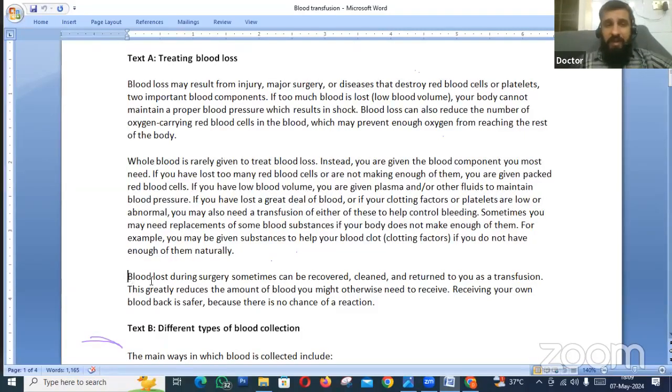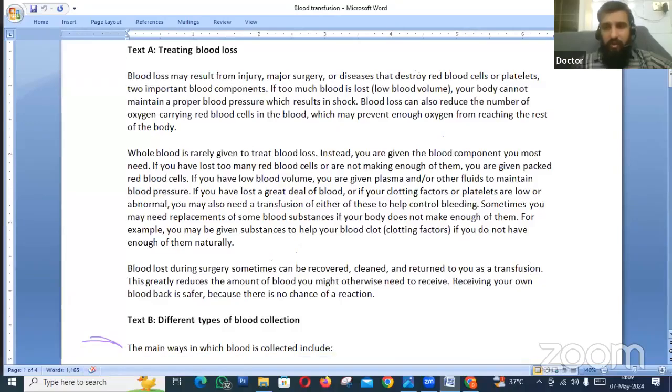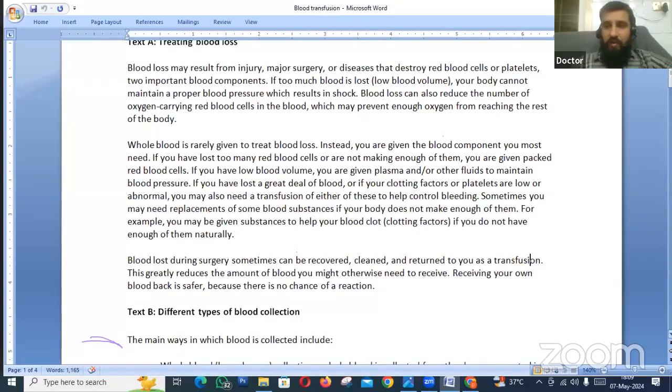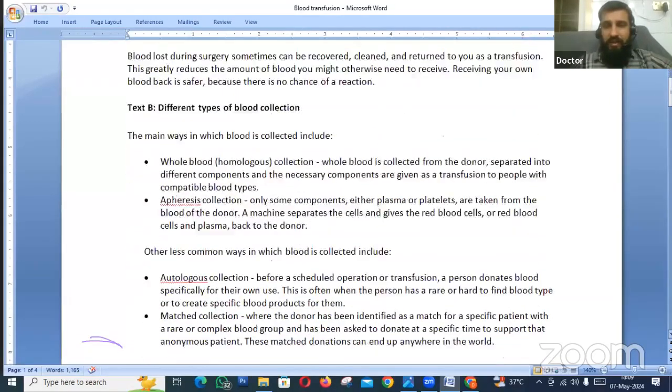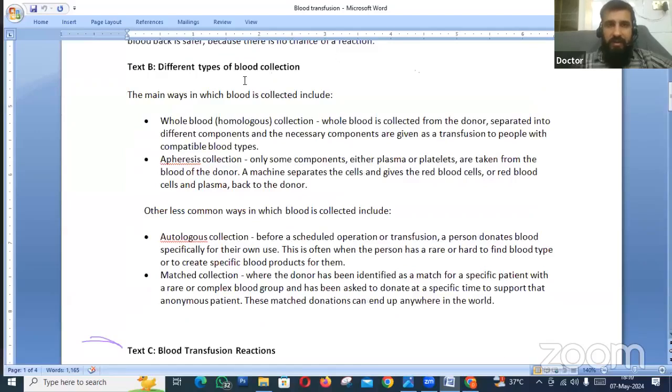Then in the next paragraph, blood loss during surgery sometimes can be recovered, cleaned and returned to the same patient, okay. They're talking about this. So you don't need to go into details. I am doing this like the real exam, quickly, because we have already done it in detail yesterday. In text B, you can find different types of blood collection.